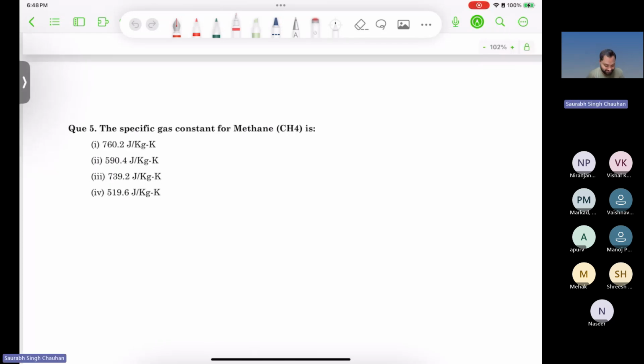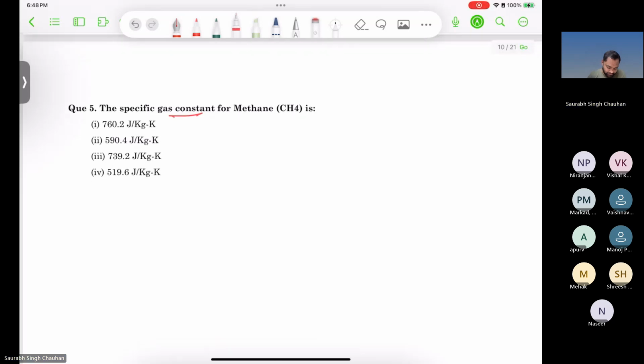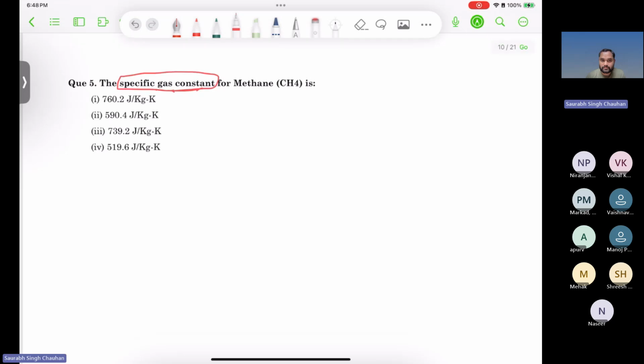Okay, I think there is no doubt, and we can move ahead. Question number 5 says the specific gas constant for methane is. So what is specific gas constant? Universal gas constant by molecular mass. Yes. So specific gas constant R is equal to universal gas constant R_U divided by molar mass, right?